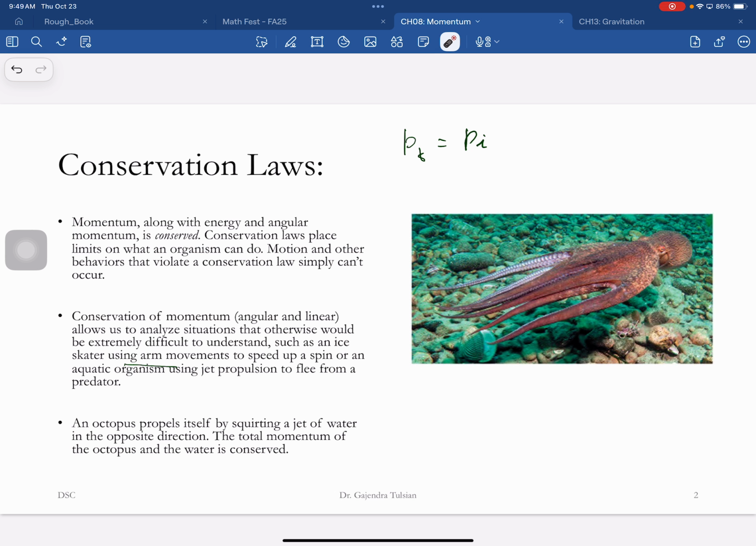And an octopus or a squid uses jet propulsion to flee from predators. You saw that this octopus will squirt out water and propel forward. So its momentum is conserved. Initially it was at rest, and then it squirts out water and suddenly has a great velocity. An octopus propels itself by squirting a jet of water in the opposite direction. The total momentum of the octopus and the water is conserved.